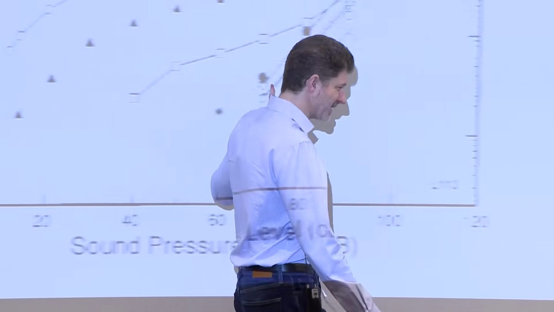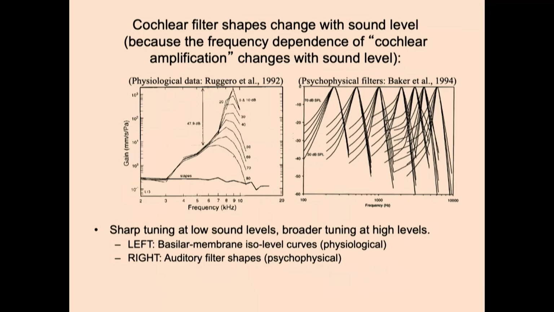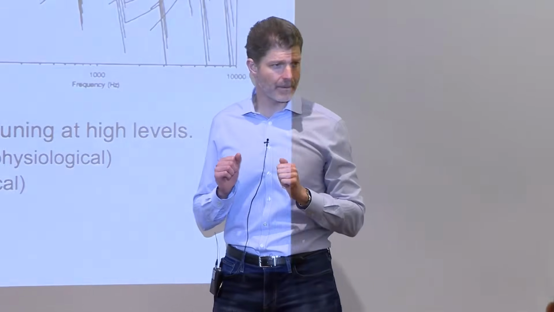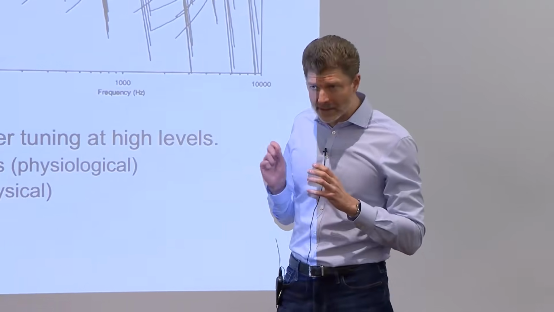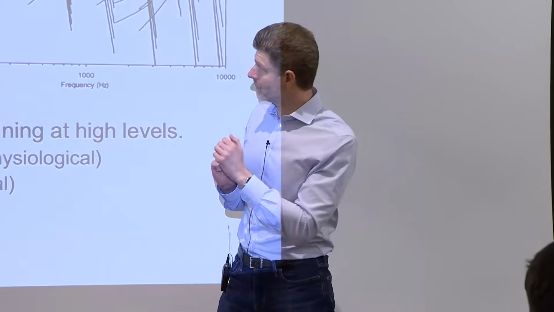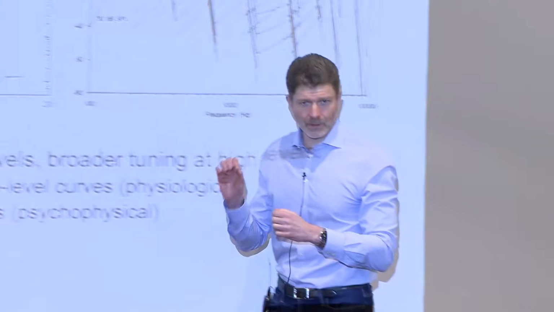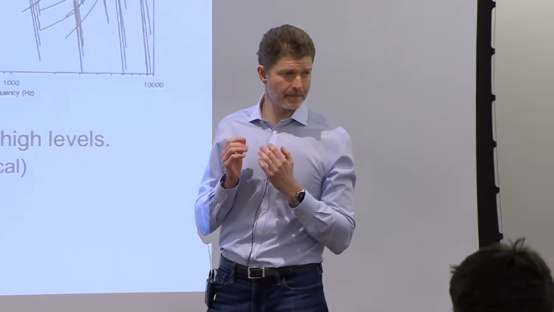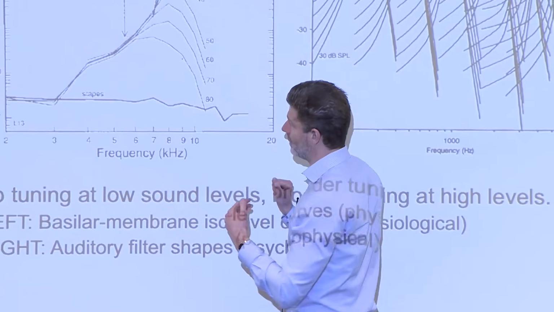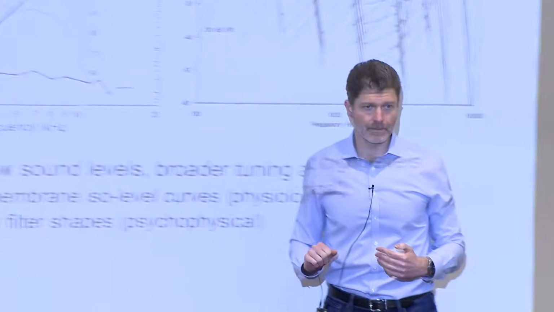So this picture is actually telling you really the same thing as this picture. There are two different ways of looking at the same phenomenon. So at low intensities, you're getting this massive amplification, but it's very frequency selective. And so that's why at low intensities you get this very narrow tuning, because it's only the frequencies at the characteristic frequencies that get boosted. So at higher intensities, there's much less amplification happening, and as a consequence, the tuning gets much, much broader.